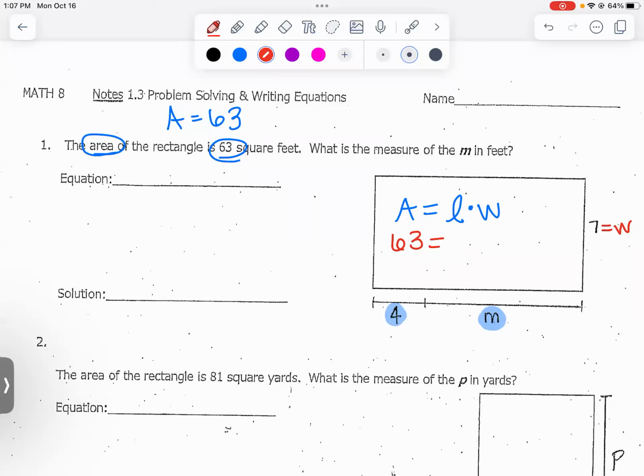Mathematically, what do we need to know? What do we need to do with the 4 and the M to get the length? We need to add 4 and M together to get that total length. So this piece is 4. This piece is M. If I want my entire length, we have to add those two pieces together.